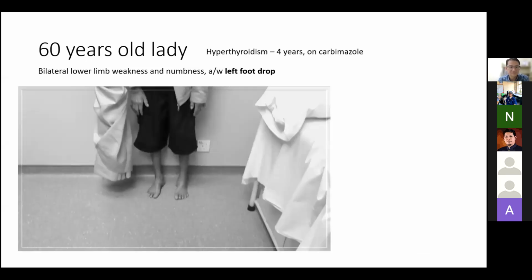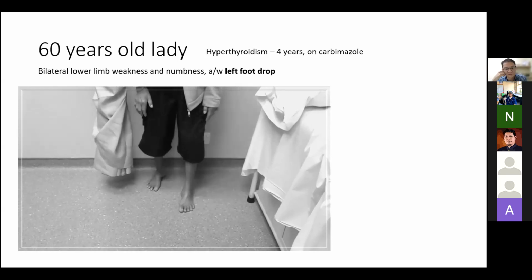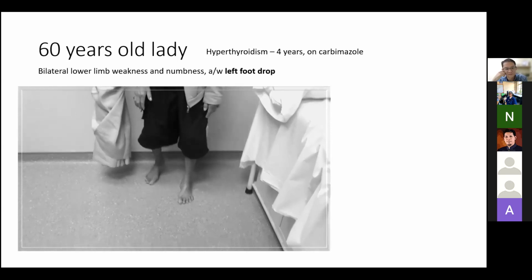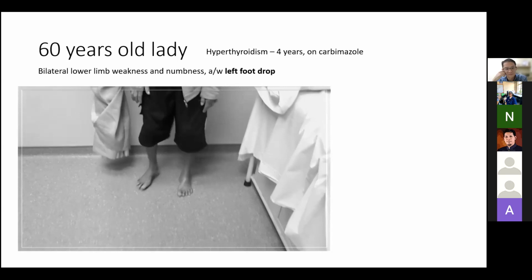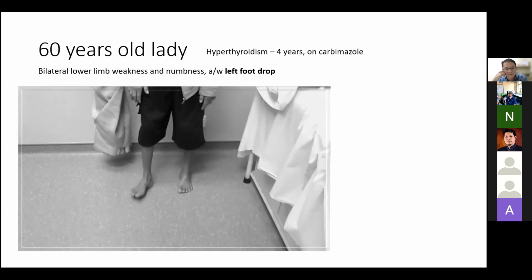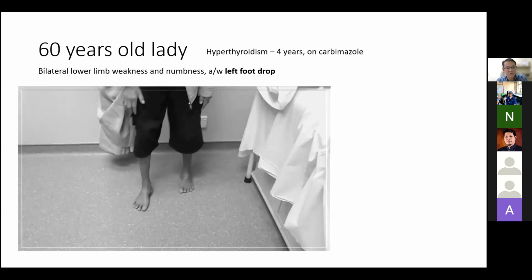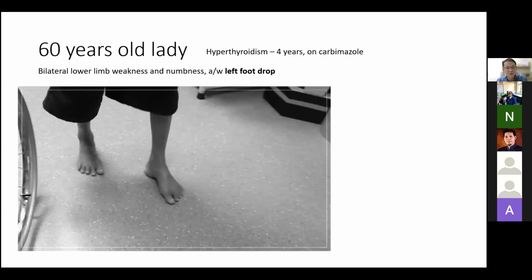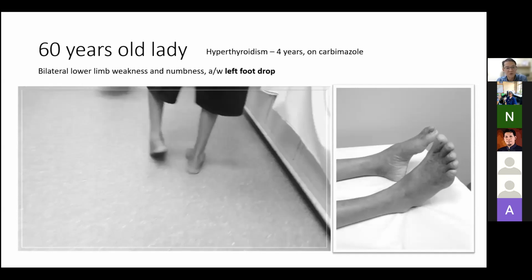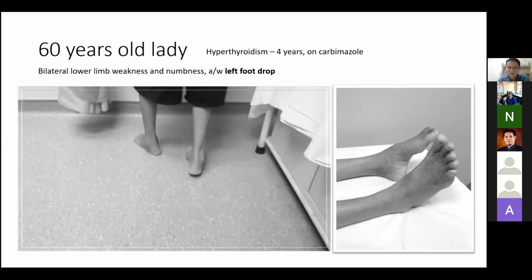We have spoken about symmetrical ascending paralysis. Now we go on to something different. A 60-year-old lady, with hypothyroidism for 4 years on carbimazole. She came with a left foot drop. Look at how she walks. But the actual presentation is bilateral lower limb weakness. You can see that her left foot is not as strong compared to the right.